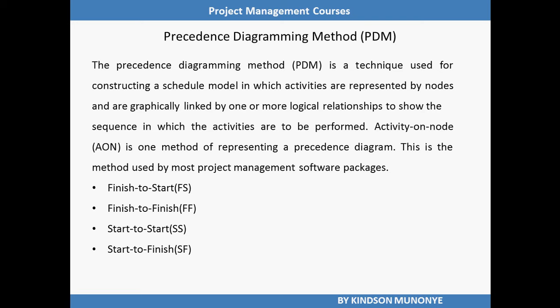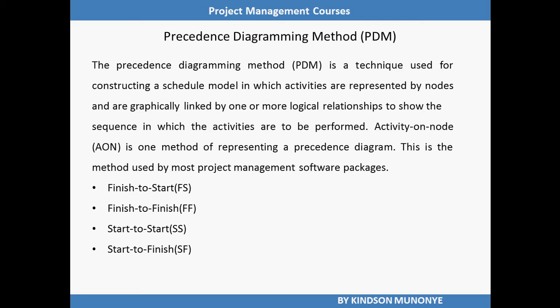We have a number of relationships between activities, and there are basically four of them. We have finish to start. There is a logical relationship in which a successor activity cannot start until a predecessor activity has finished. For example, the award ceremony cannot start until the race has finished. Finish to start is the most common logical relationship used in sequencing activities or in the precedence diagramming method.